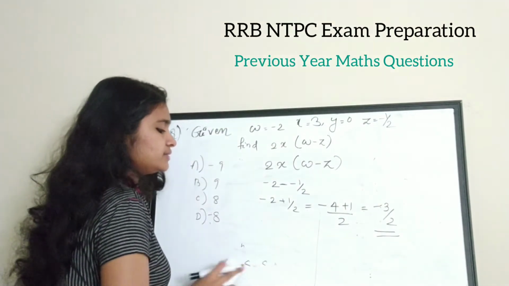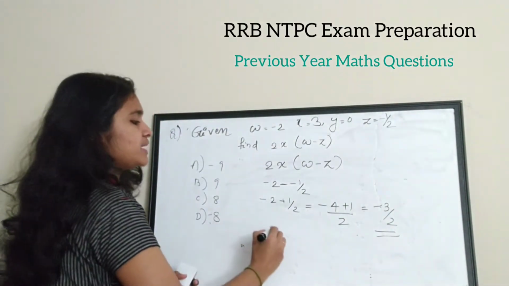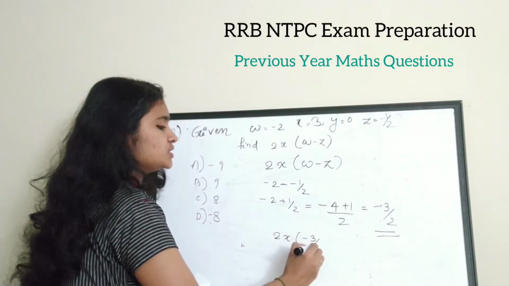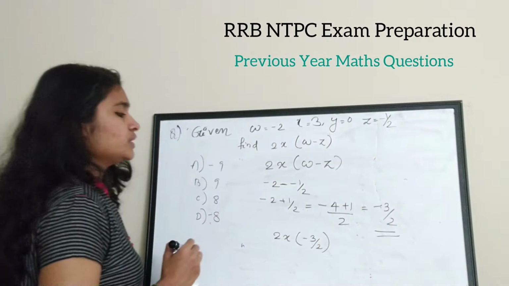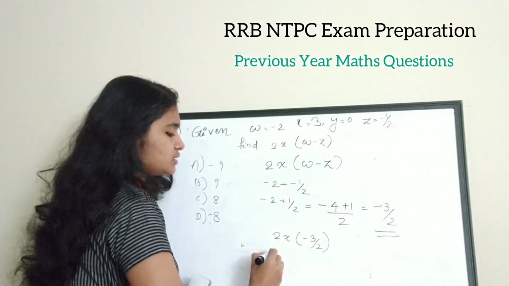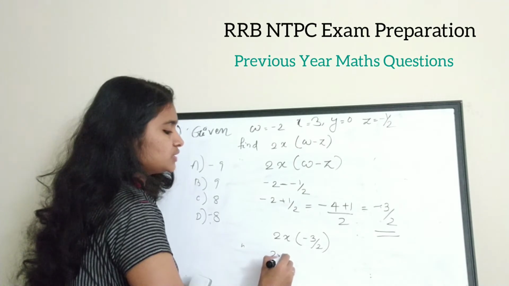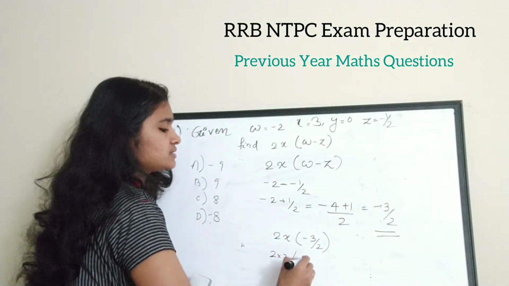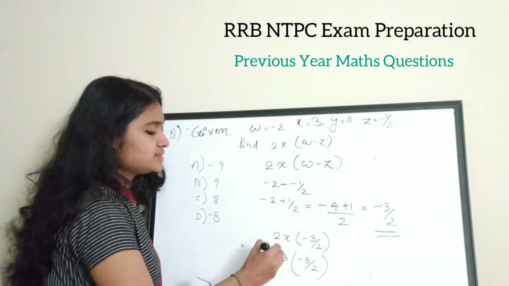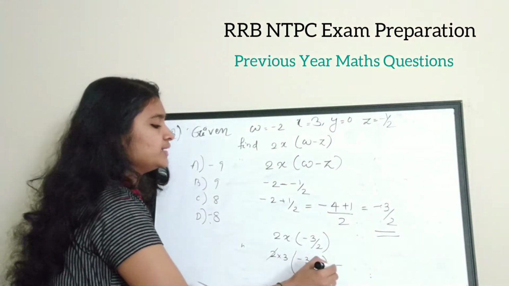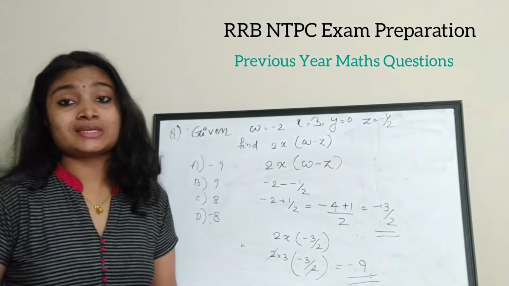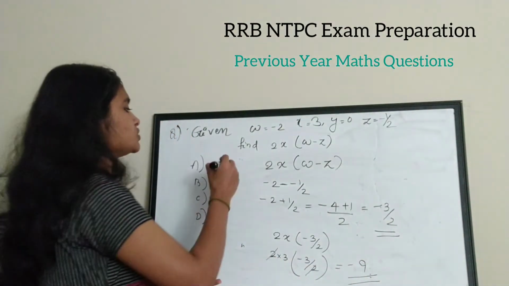So I can write the rest of the sum as it is, that is 2x into minus 3 by 2 is your calculation now. Now what is your value for x? X equal to 3, right? So you can write 2 into 3 into minus 3 by 2. Now you can cancel this 2 and 2 and you will get minus 9. So the answer for this question is minus 9, which is your option A.